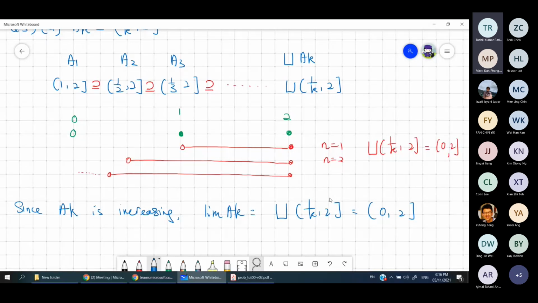Isn't A_k decreasing? I think it's increasing, right? You look at the line, it's getting longer and longer here. This is A1, this is A2, so it's getting longer and longer, which is what we call increasing. This is n equals 3, and n equals 4 will be up to 5, somewhere here. So it must be increasing, and that's why the limit will be the union of all of it, by our approach just now.